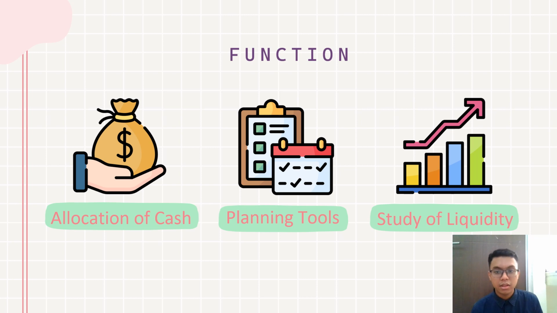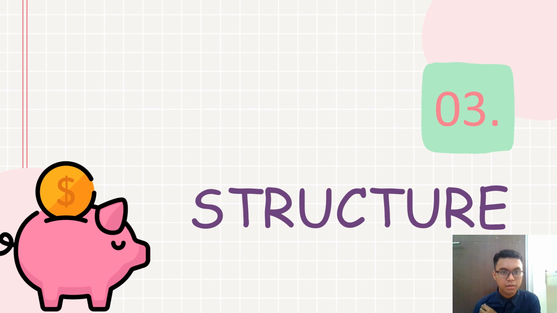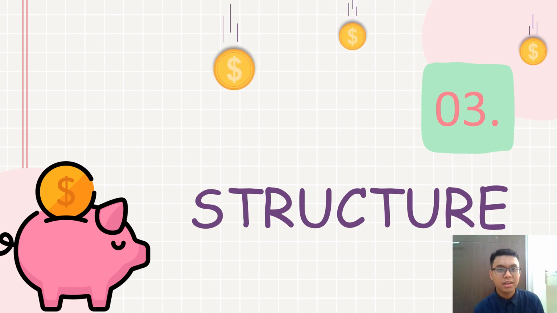And the third, liquidity. Liquidity is a company's ability to convert assets to cash or acquire cash through a loan or money in the bank to pay its short-term obligations or liabilities. I've looked at the function of the cash flow statement. Now I'll be looking at the structure of the cash flow statement.